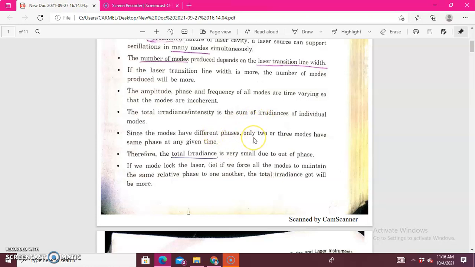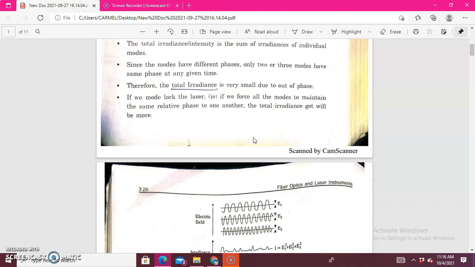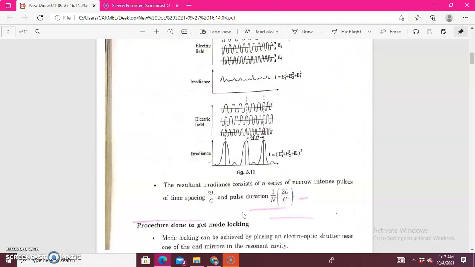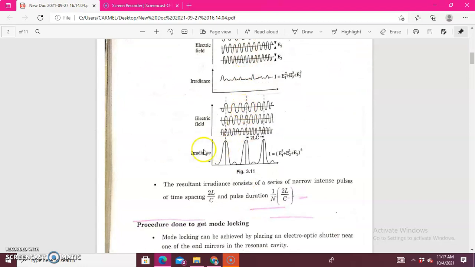For different phases, we have different pulses. Therefore, the total irradiance is very small. So you'll get something like this: this is E1, E2 and E3. When you sum these pulses, the irradiance will be like this. So if you lock the modes, what will happen? The modes maintain the same relative phase to one another. Then only will you get a larger amplitude. So finally, out of this irradiance, we have pulses of very short duration.